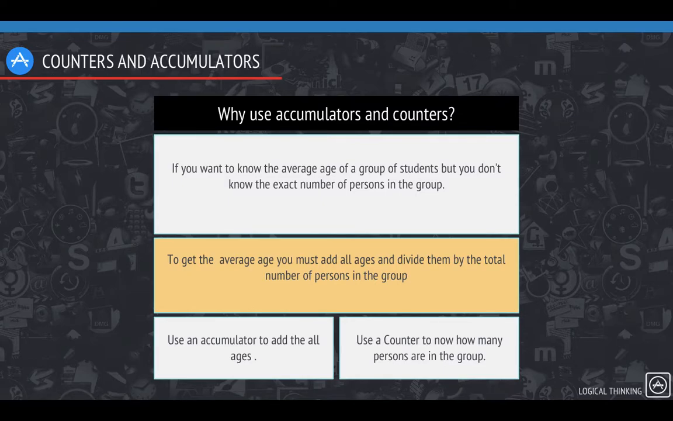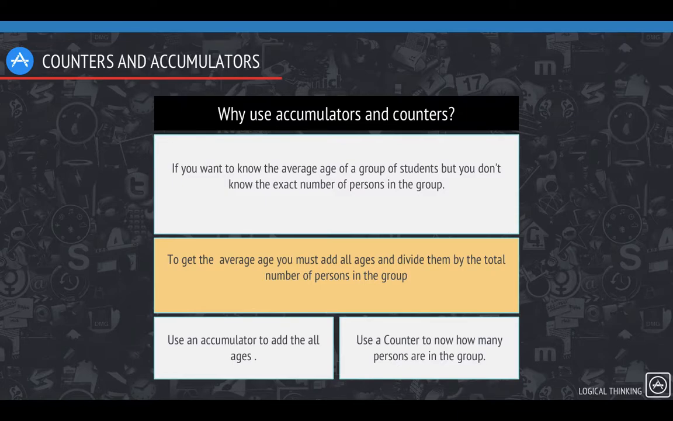So why do we use them? Why are they important? We can use them to count the number of times a user does an action, so it's easy to loop through several actions at the same time. And for example, if you want to know the average age of a group of students, but you don't know the exact number of people that are going to be adding their name into an app, you can use counters and accumulators.